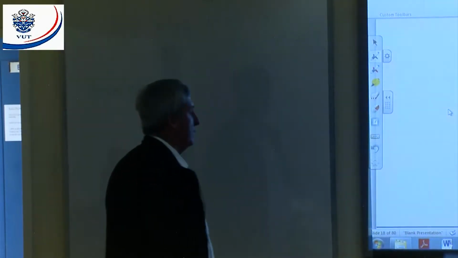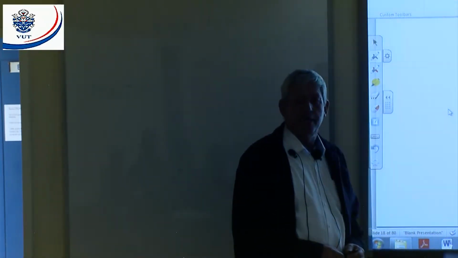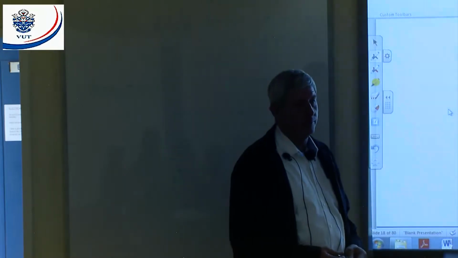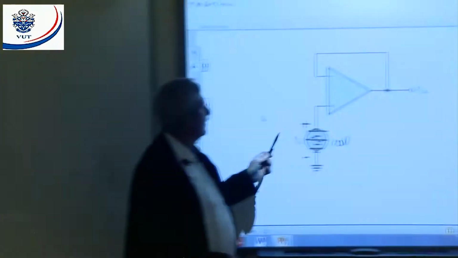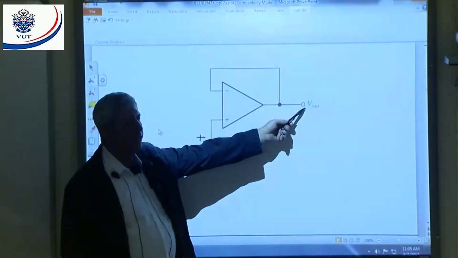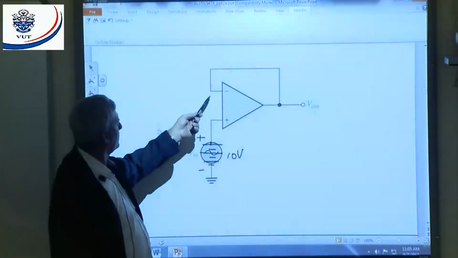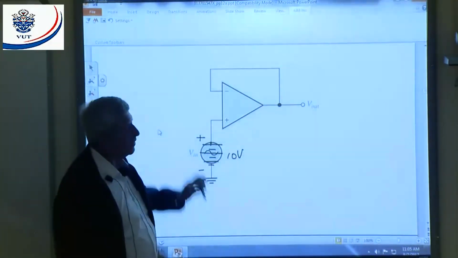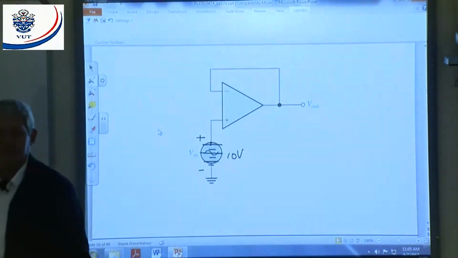Please remember, you S3 or S4 students, you tell me that. That means the op-amp will take its output here to plus 10 volts, feeding plus 10 volts back. There is no voltage difference. The whole story is in balance.